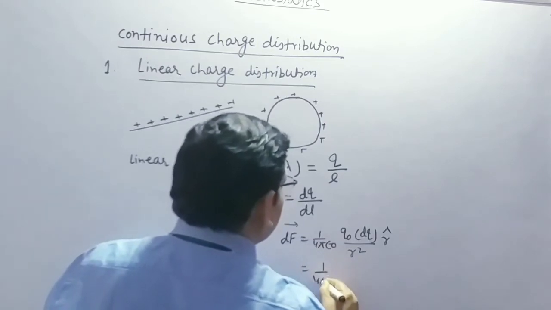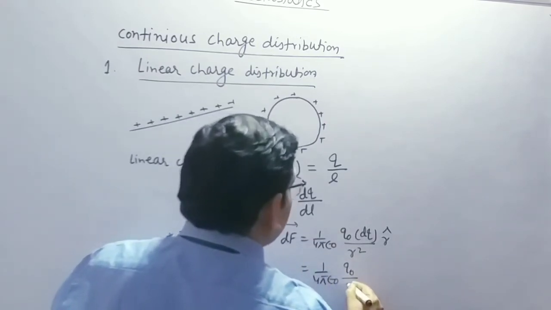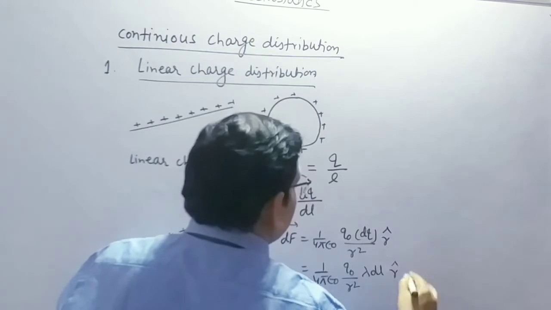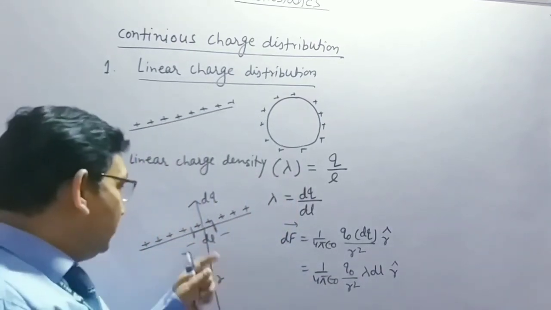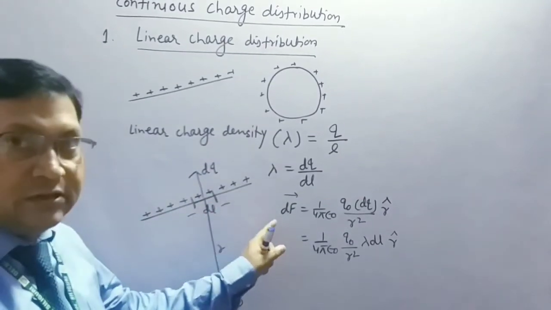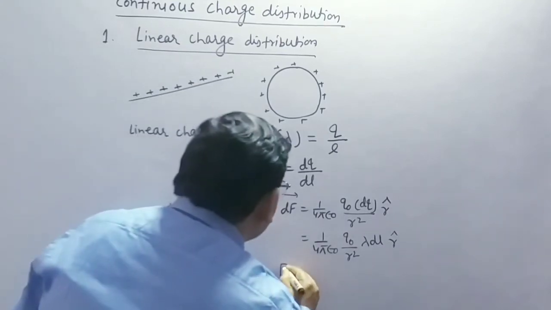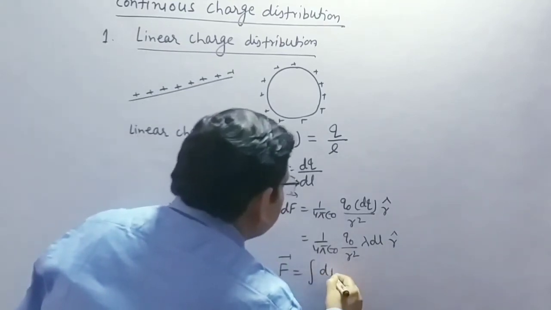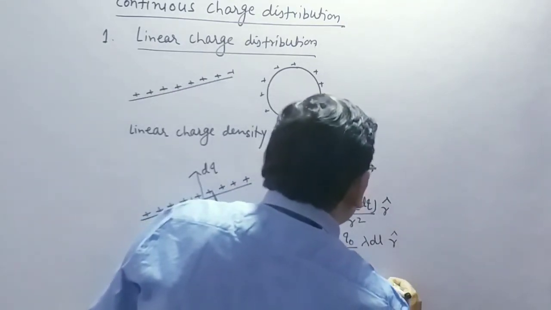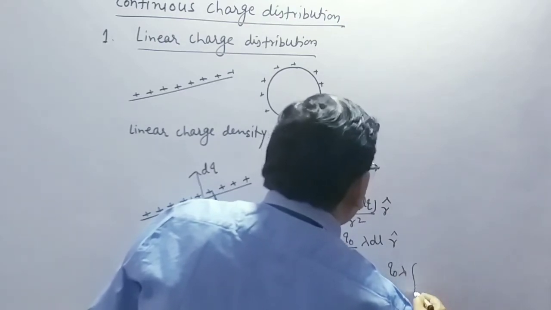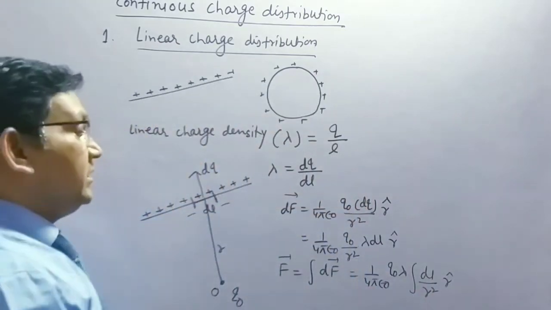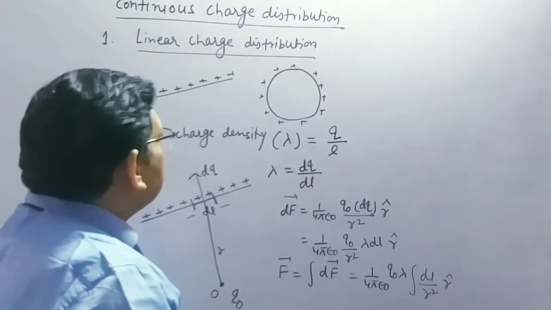1 by 4 pi epsilon, Q naught by r square. dq can be written as lambda dl, along the unit vector. So this is the force due to the small element dl. If you want to calculate the total force, do the integration of this equation. So force total is the integration of dF, and this can be written as 1 by 4 pi epsilon Q naught lambda dl by r square. The length dl depends on the shape and size of the given conductor.